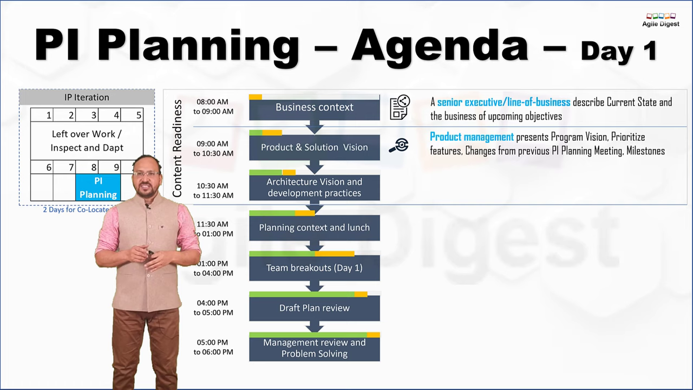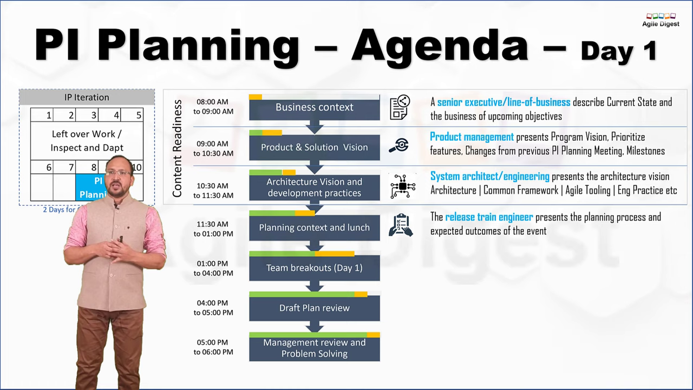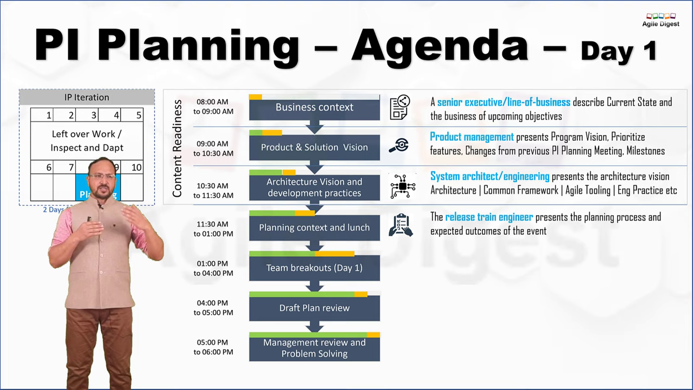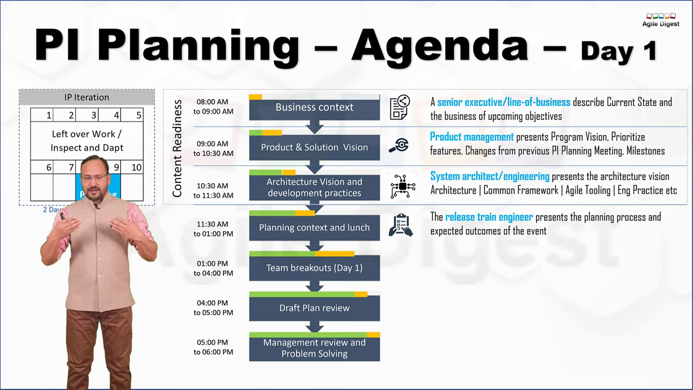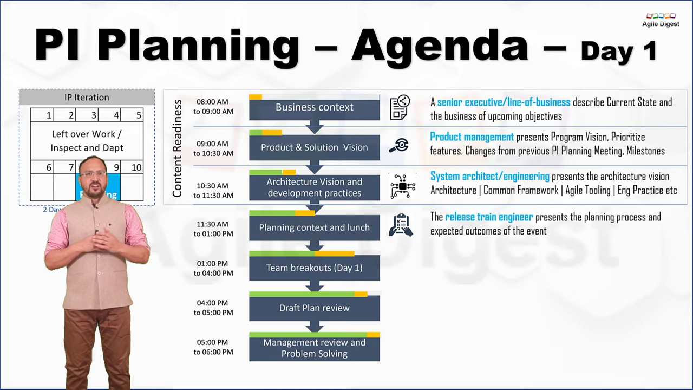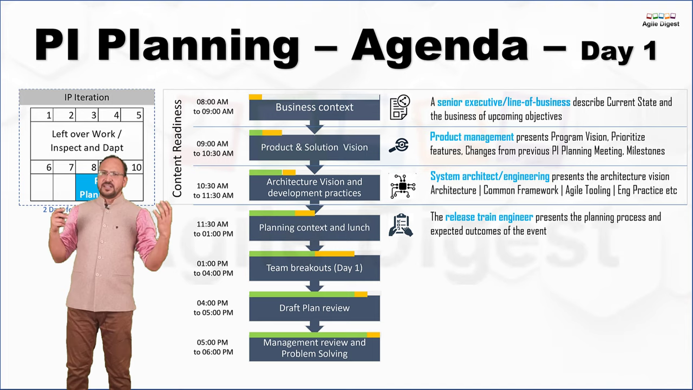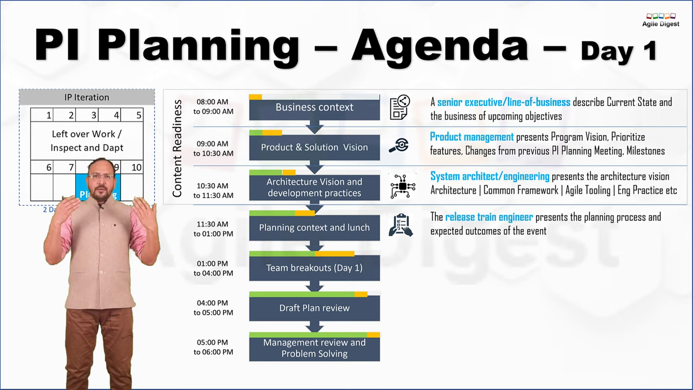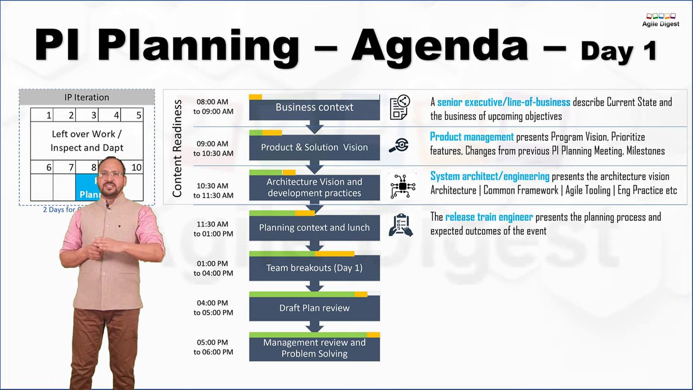Then the architectural vision, where we talk about system architecture and engineering. Your system architects and engineers, or the CTOs, talk about the present architectural state, and whether any frameworks, tools, or new libraries need to be developed, or any integration with existing libraries, or any changes to existing functionality in terms of architecture. They mention all those discussions for the upcoming work, keeping in mind the product visions and the business context we have.